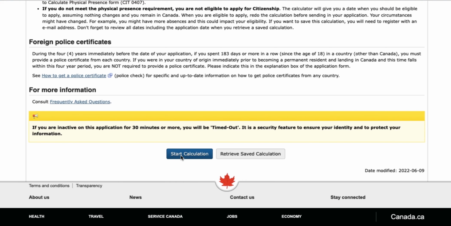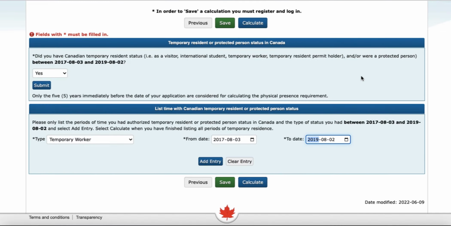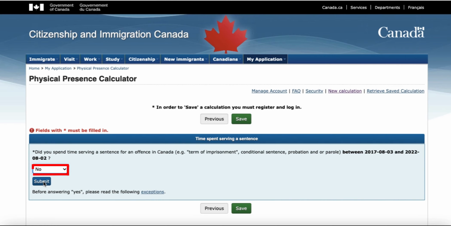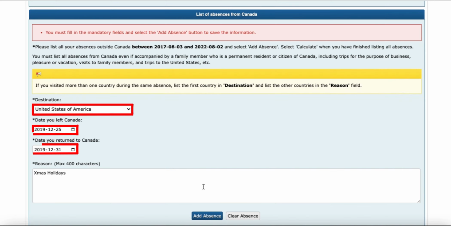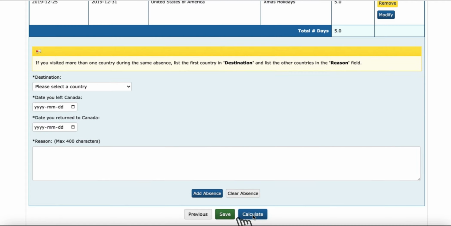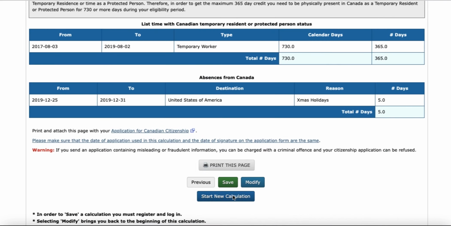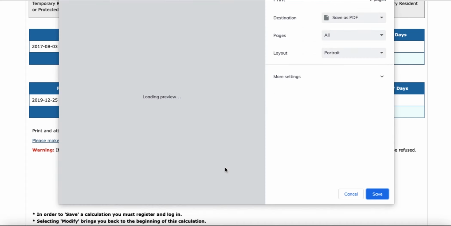How to use the physical presence calculator? Well, the process goes in the following way. Fill in all the required information, enter all dates correctly, list all time spent serving a sentence in Canada in the last 5 years, list all your time away from Canada, including travel for work or vacation in the last 5 years. After entering all the required data correctly, the calculator will tell you if you meet the physical presence requirement. If you meet the physical presence requirement, print and sign the calculation. Attach a copy of it to your application.